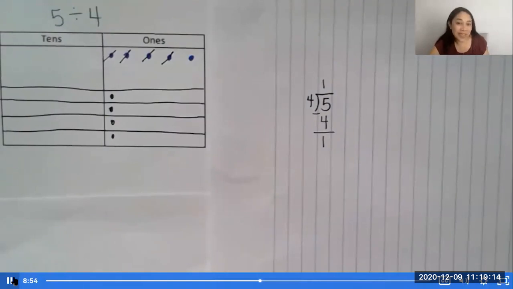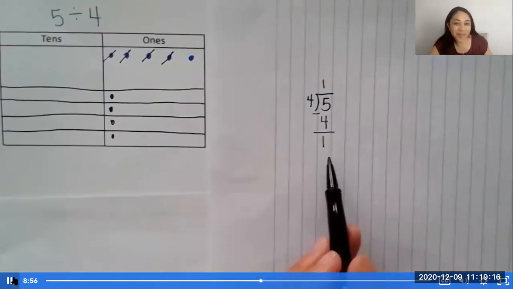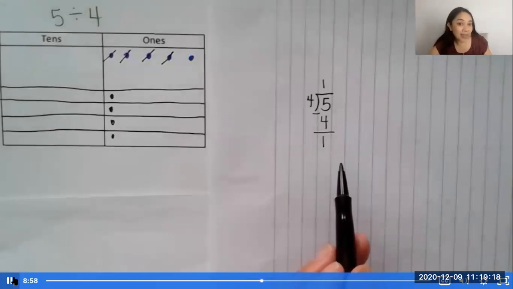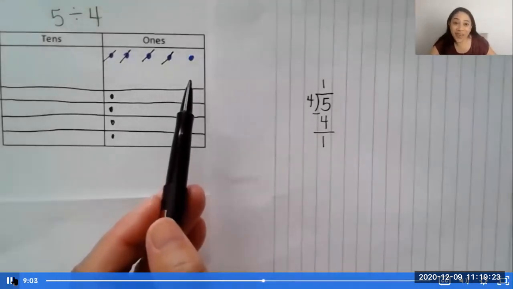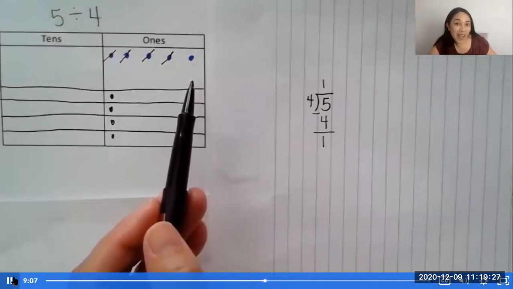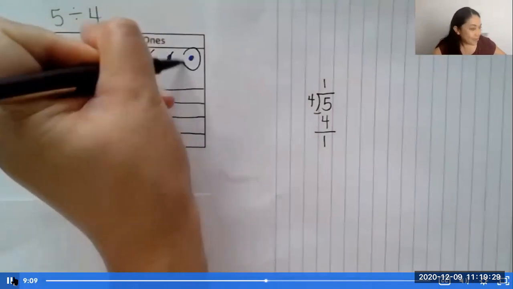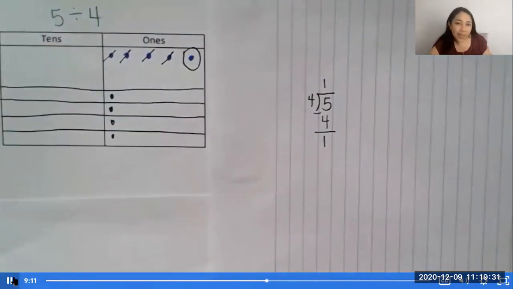5 ones minus 4 ones equals 1 one. How many ones are remaining in the place value chart? 1 one. Go ahead and circle that 1 one in the place value chart now. Why is 1 one a remainder? It's what's left over after we've distributed them into the groups.